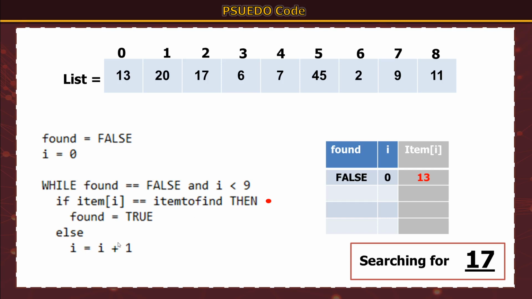and we run I equals I plus 1. So 0 plus 1 becomes 1. Okay, and then we come back around the loop. Now, found is still false, and now I has been updated to 1. Okay, so 1 is still less than 9, so we come back down to the if statement, and we look inside of item 1, which is 20. Okay, 20 is equal to 17. Well, we know that's false, so we don't go inside of here. We go down to the else, and we go inside of here, and we increment to 2, and we come back around the loop again.